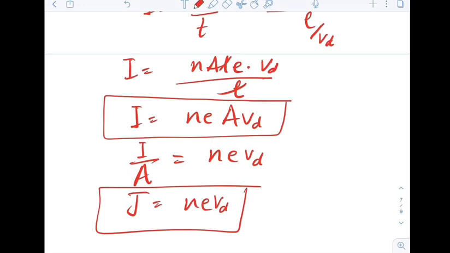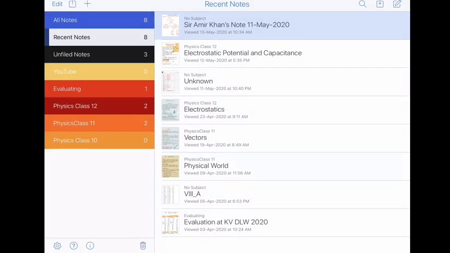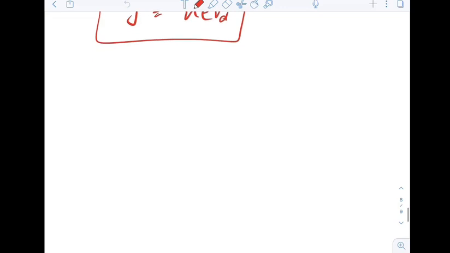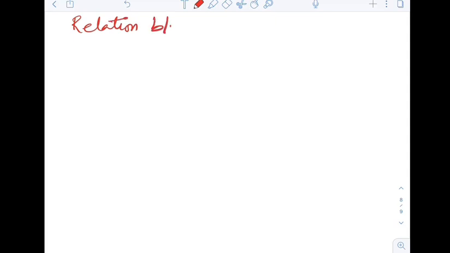Next up we have the relation between resistance and relaxation time.